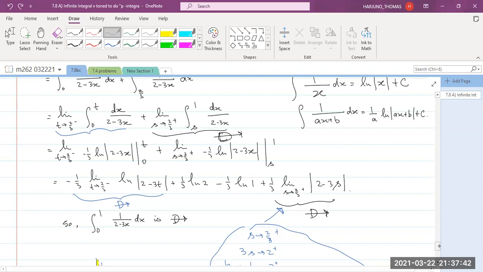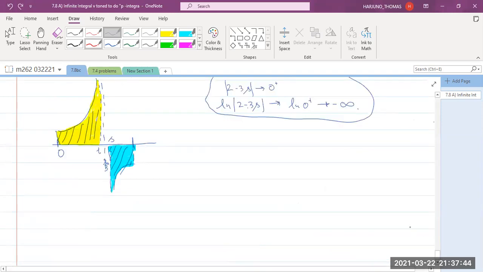Okay, the last question from this I want to do is something not right with my computer again. Okay, number 48.